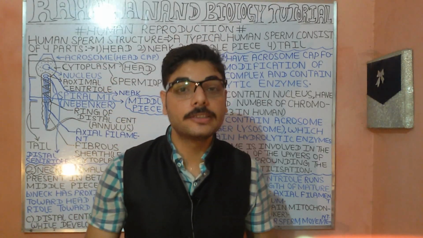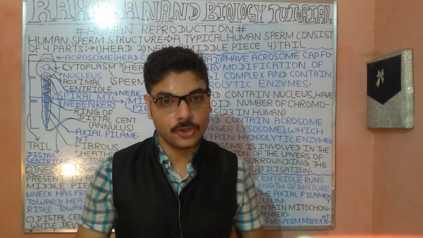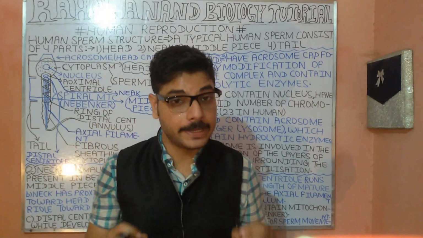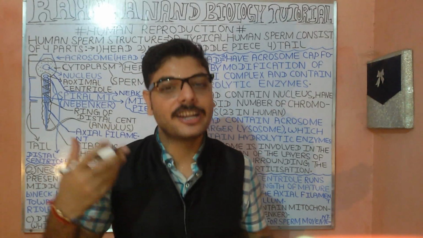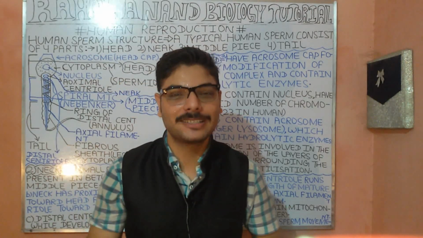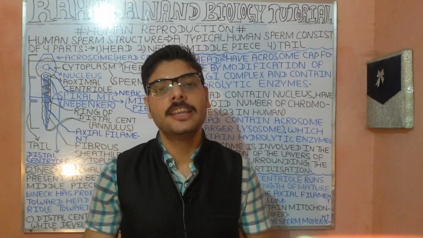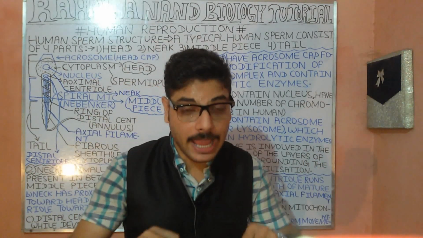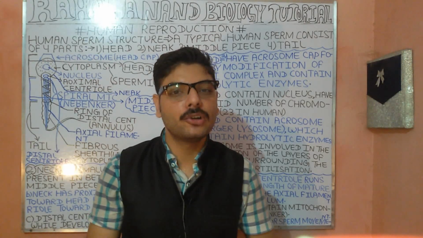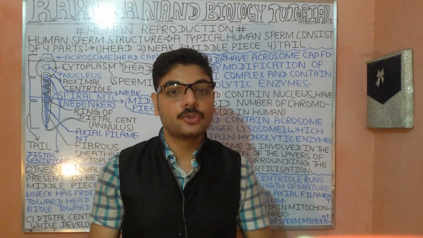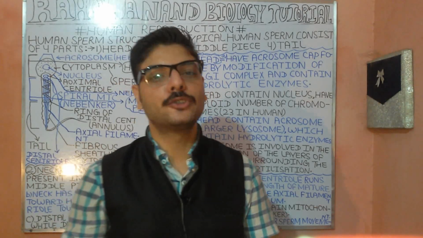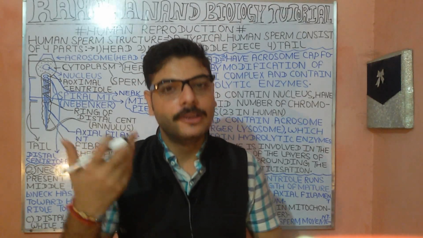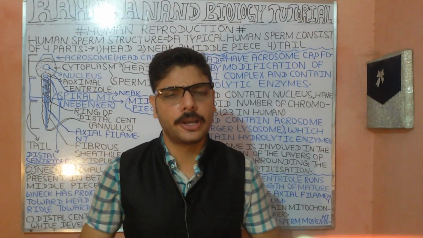Then we have dealt with the middle piece portion, which contains the mitochondria in a spiral, also known as the Nebenkern. The mitochondria in the middle piece play an important role in sperm development. So I hope you have got the concept of the different components, or parts, of the human male sperm, from the chapter on human reproduction.